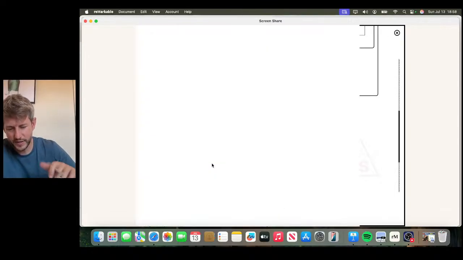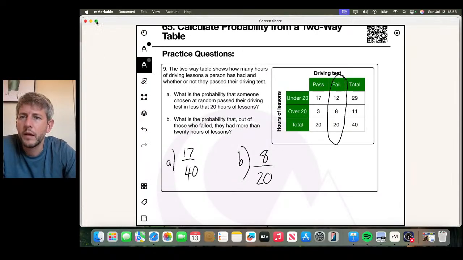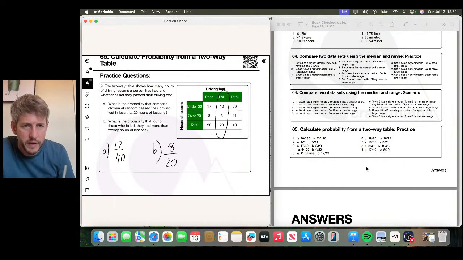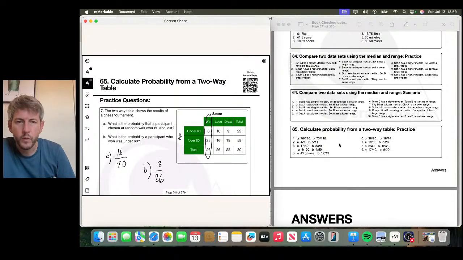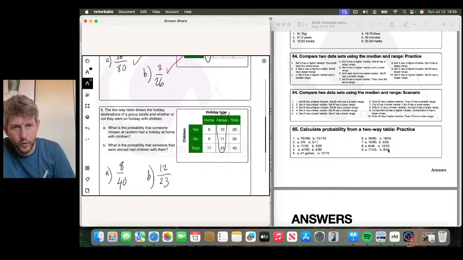Only 9 questions for this one. Okay. So let's get these ones marked. Okay, we might as well do these while we're on this page. 8 out of 20. 17 out of 40. Yeah. Question 7. 16 out of 80. And 3 out of 26. And then question 8, we've got 8 out of 40 and 12 out of 23.